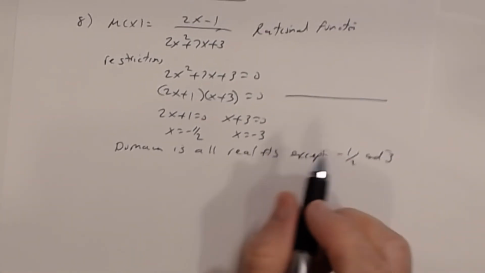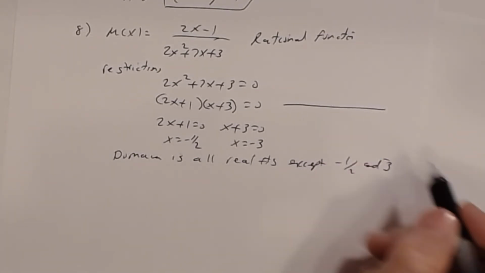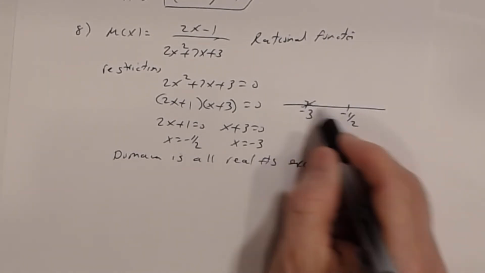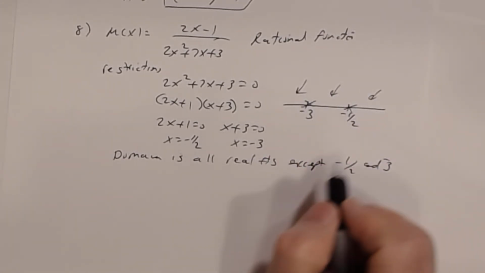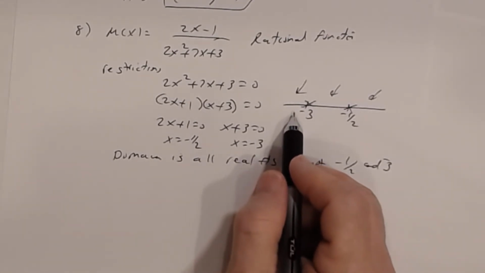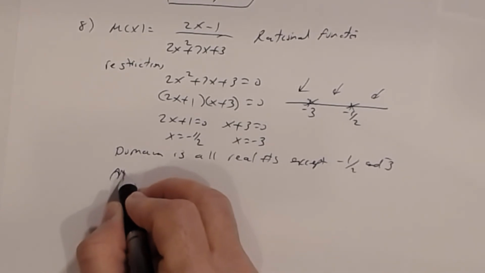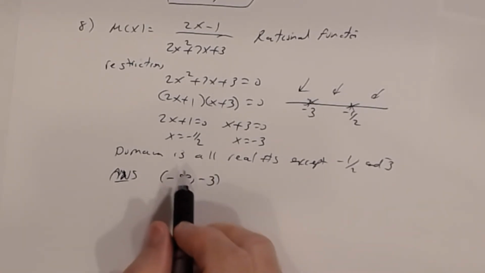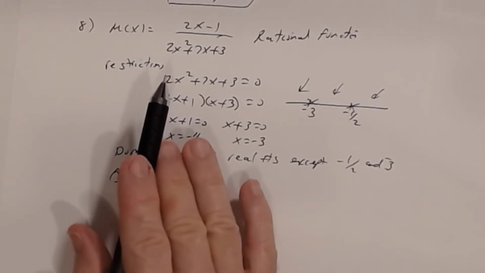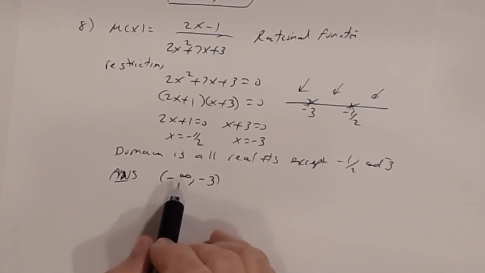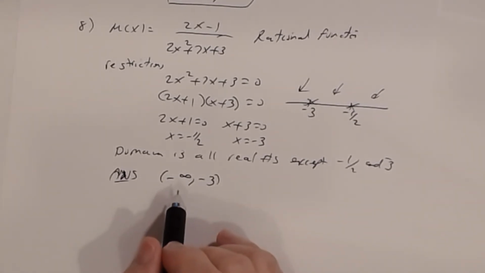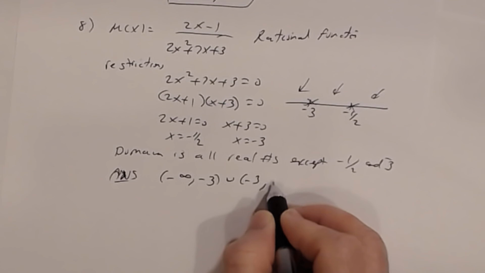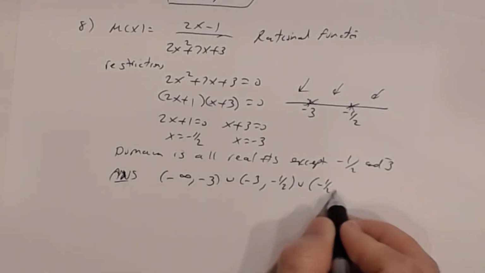But you need to put this in interval notation. So on the number line, put them in correct order. Negative 3 is going to go first, negative 1/2 is next on the right. Cross them out, and notice you have your 3 intervals. So I'm going from negative infinity to negative 3. Notice parentheses. In all the problems we've done in this part, they've all been parentheses. None of them were brackets. So negative infinity to negative 3, union negative 3 to negative 1/2, union negative 1/2 to infinity.